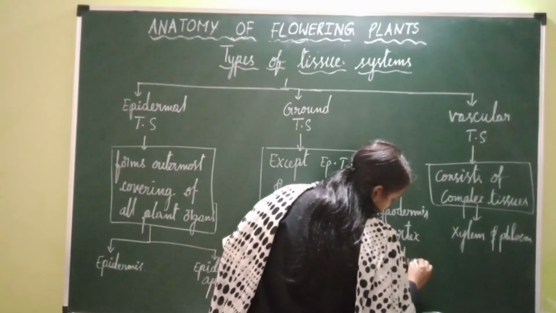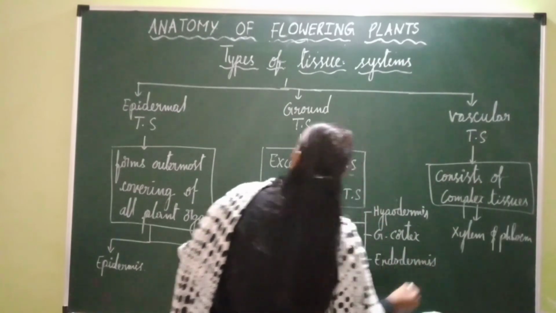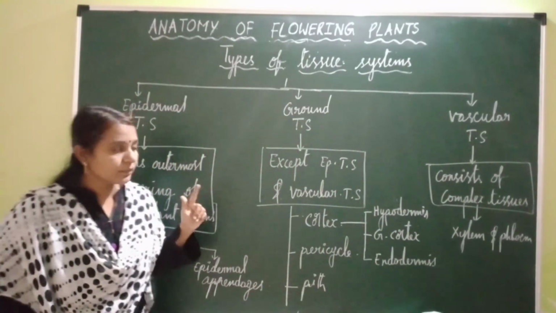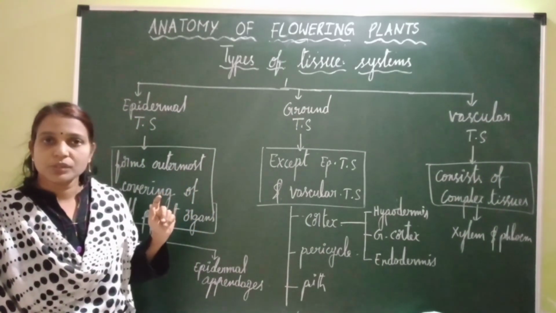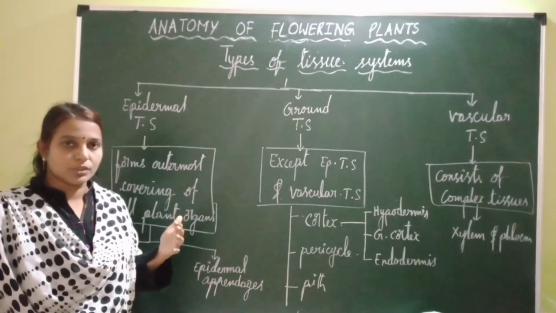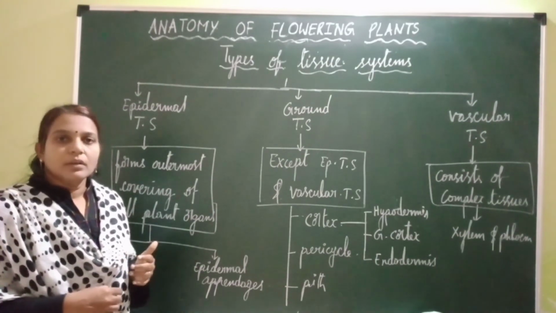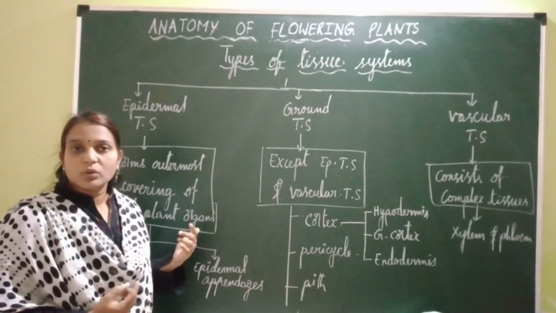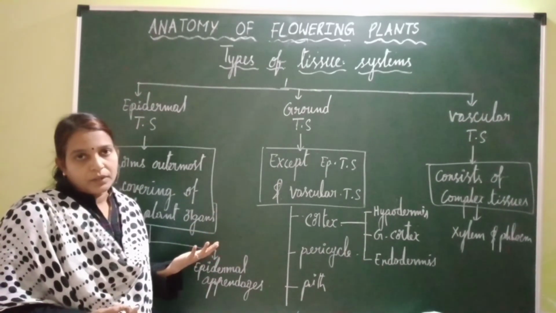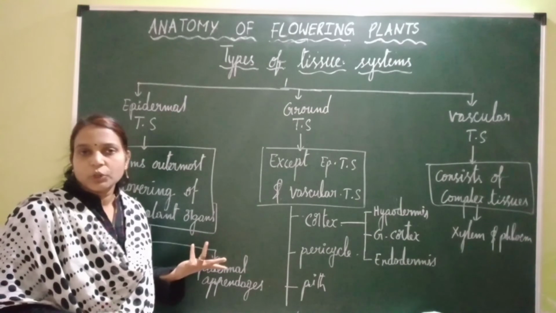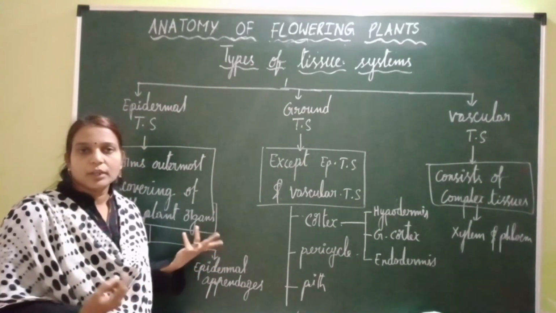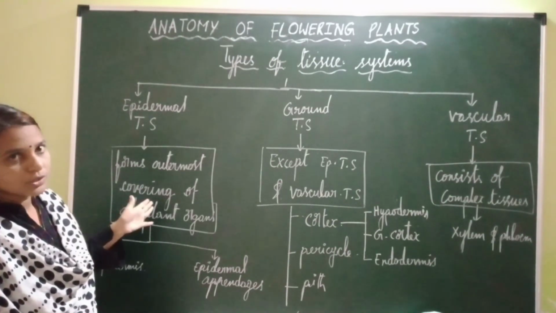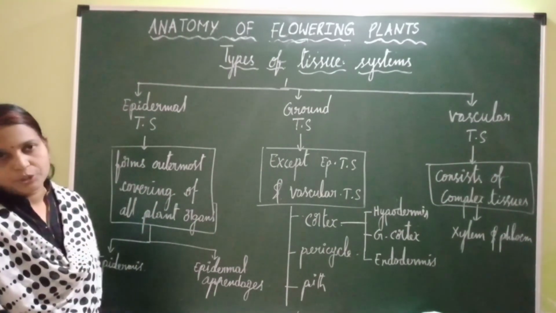So now in this class I am going to deal with epidermal tissue system and vascular tissue system, and I will be explaining about this ground tissue system in the next lectures, when I am dealing with the anatomy, that is transverse section of dicot stem, monocot stem, dicot root and monocot root, and even leaf, dicot leaf and monocot leaf. But now in this class I am going to explain about epidermal tissue system and vascular tissue systems.